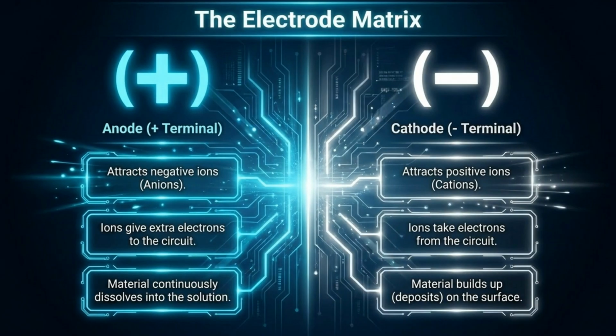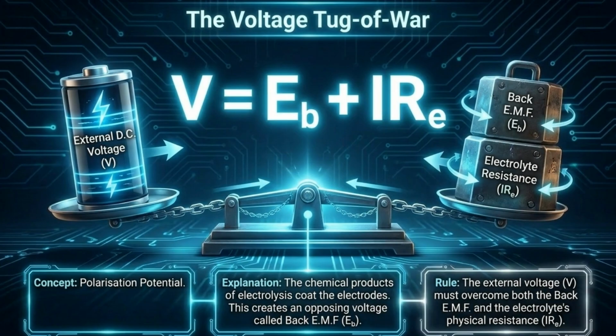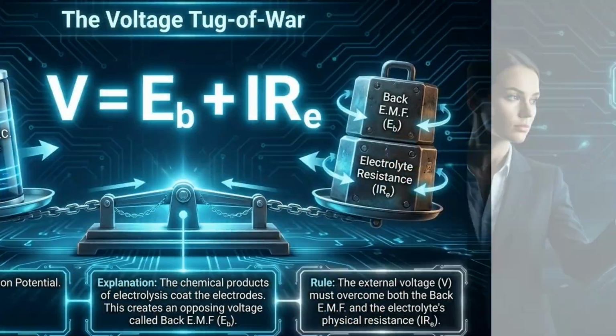The anode attracts negative ions and dissolves material into the solution, while the cathode attracts positive ions and facilitates material deposition. Electrolysis also involves a voltage tug-of-war. The external DC voltage must be high enough to overcome both the electrolyte's internal resistance and the back electromotive force generated by the chemical products coating the electrodes.